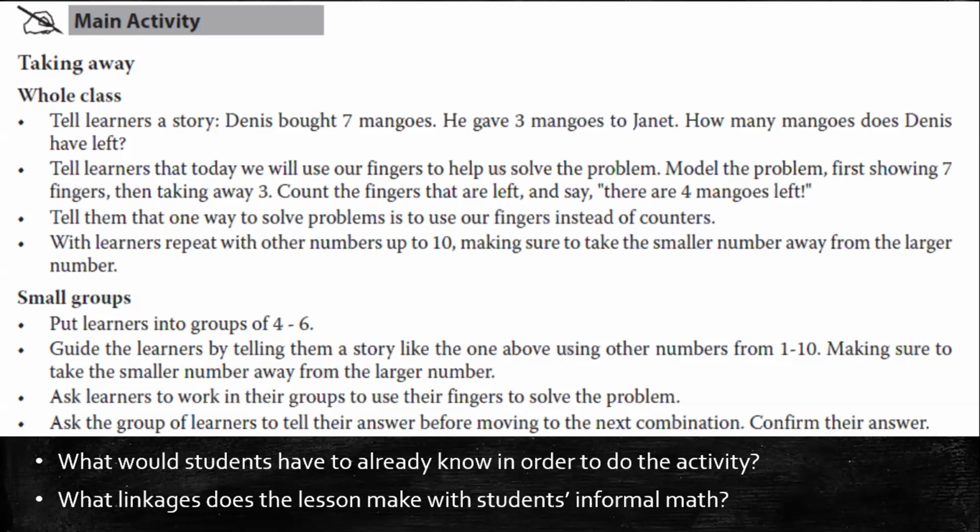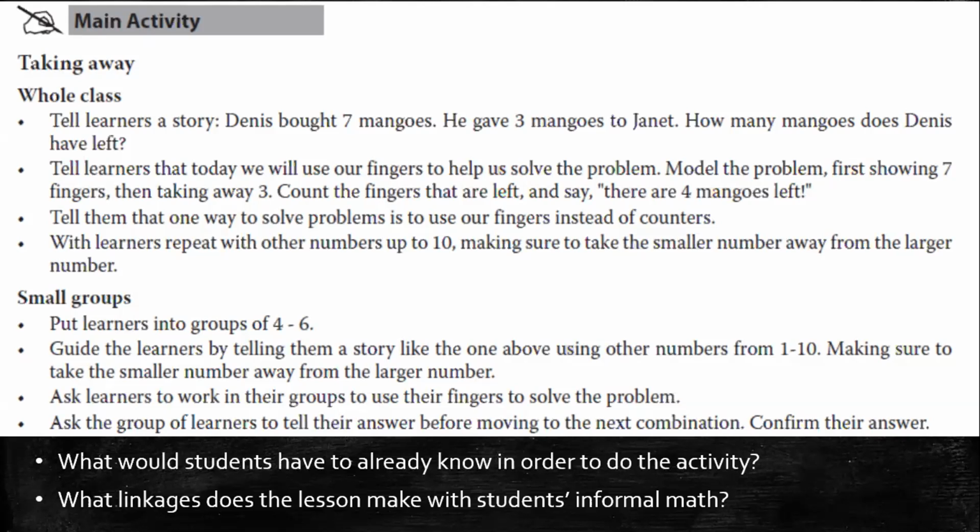Yeah, exactly. They have to be able to count, or they're not going to be able to work through the problem. And yes, the sense of comparison is assumed. You're assuming, when you give this problem, that they realize that 7 is bigger than 3. They know how to count objects.